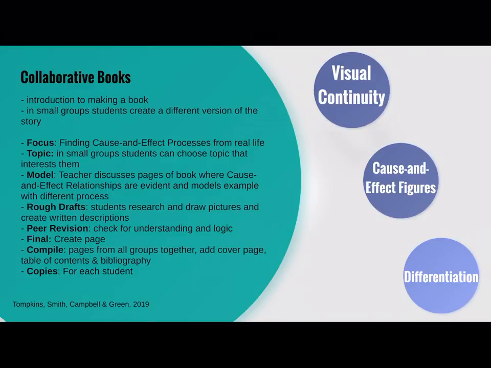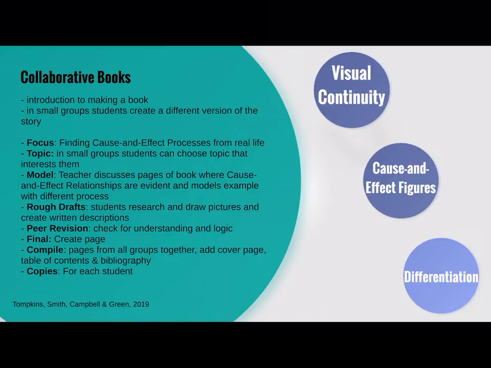This guided writing activity is a fun way for students to be introduced to making their own books. In small groups, students can create a different version of the story. The focus of this exercise is for students to find cause and effect processes they are familiar with or have heard of. Working in small groups, the students can choose a topic they are interested in.